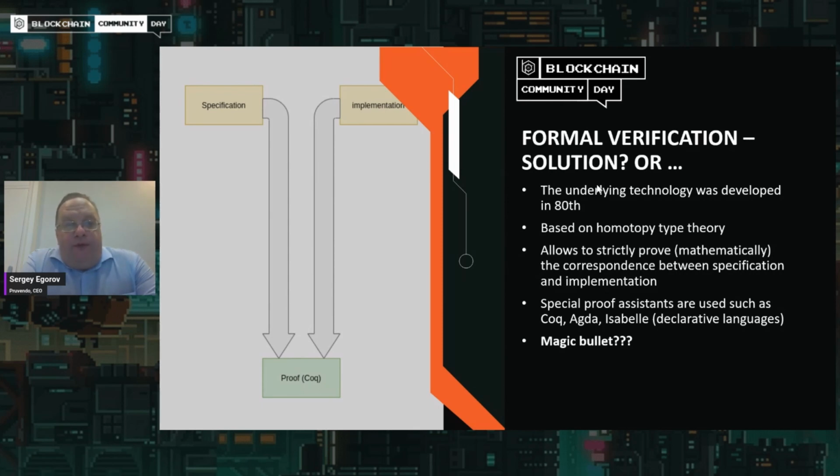So at first we create a specification where we formally describe what features are required for the application. Then you implement it, and then you prove the correspondence between specification and implementation. To prove this correspondence, so-called proof assistants are used. These proof assistants were basically intended to help mathematicians prove theorems, but they can also be used for proving software.